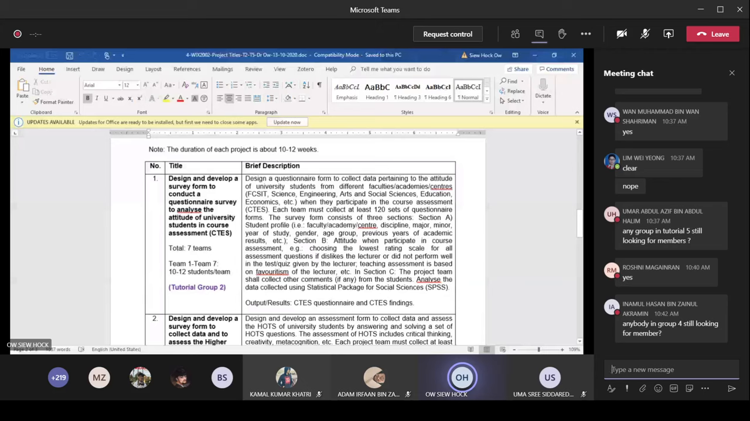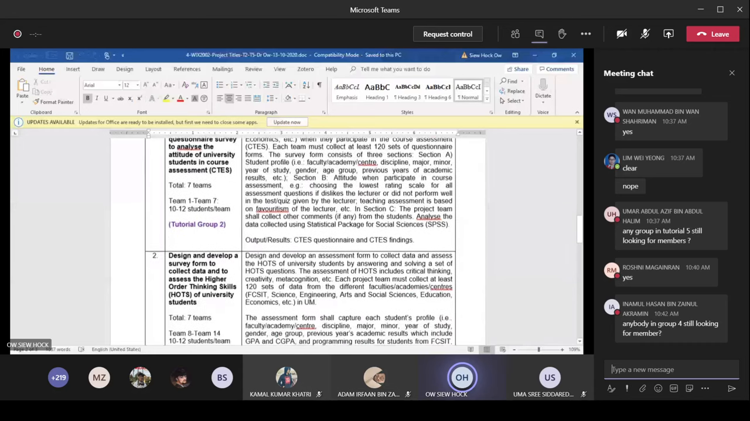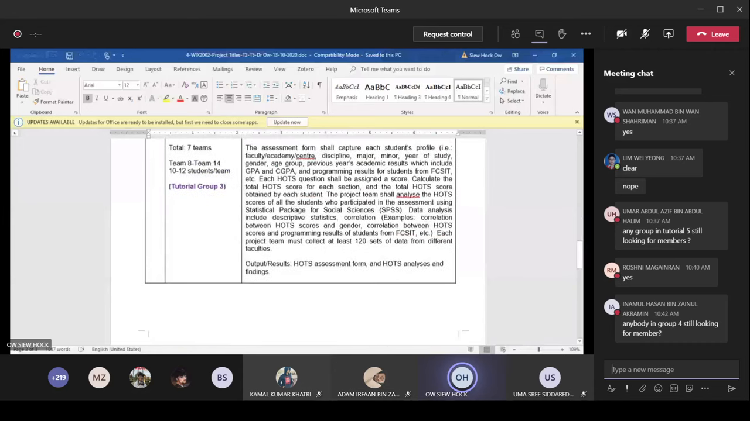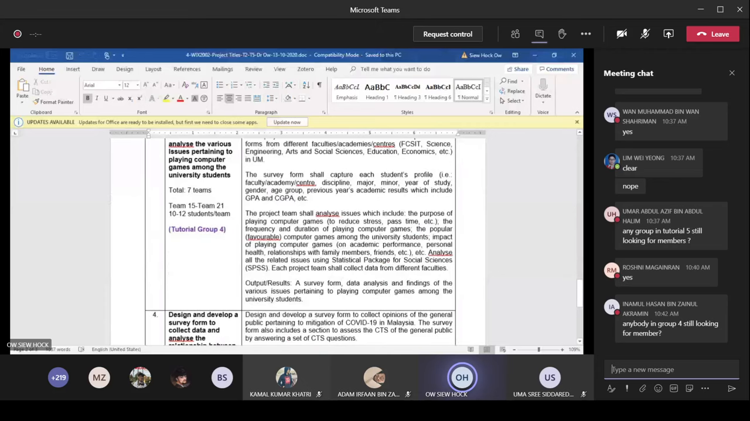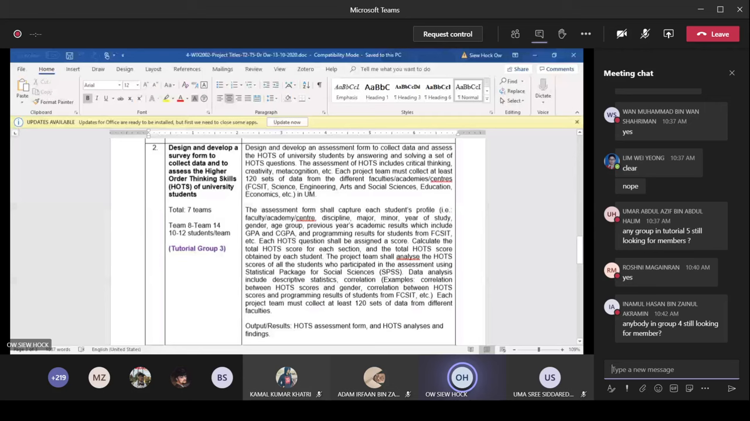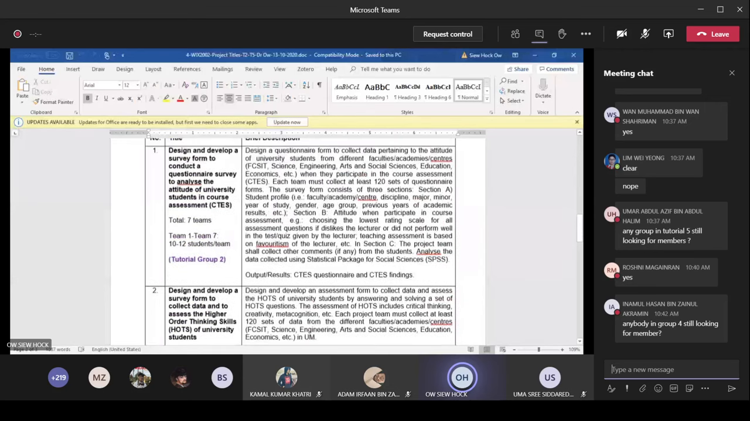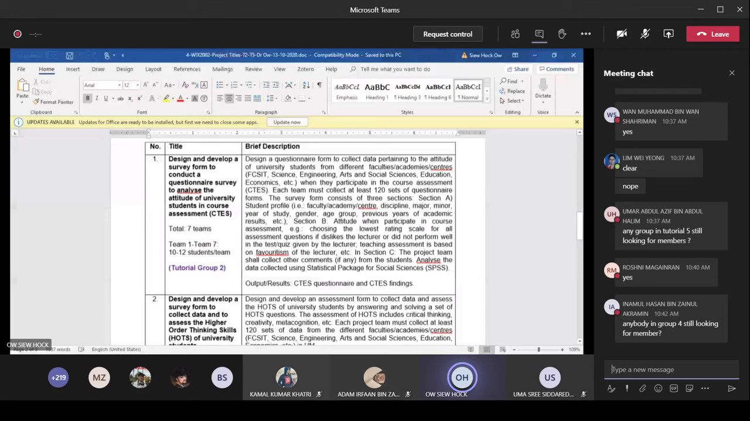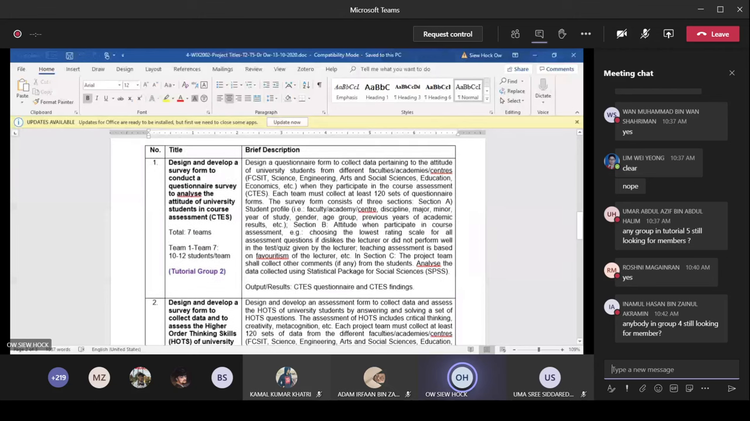The first project title is assigned to tutorial group 2. Then the second title is tutorial group 3, the next one is tutorial group 4, and then tutorial group 5. Basically, the nature of the project is just to design a survey form, but with different survey objectives. The first one is to design and develop a survey form to conduct a questionnaire survey to analyze the attitude of university students in course assessment.